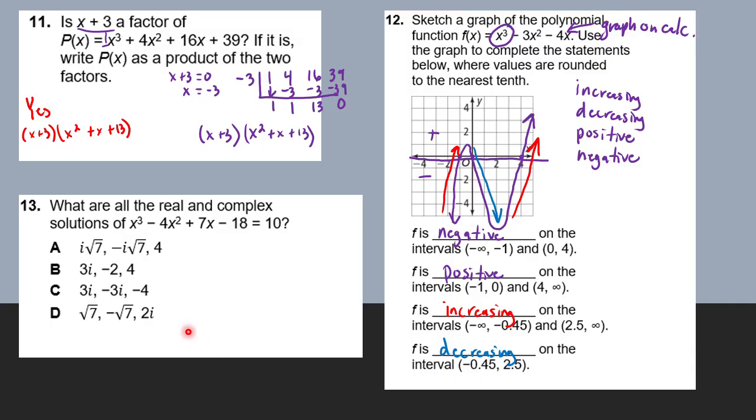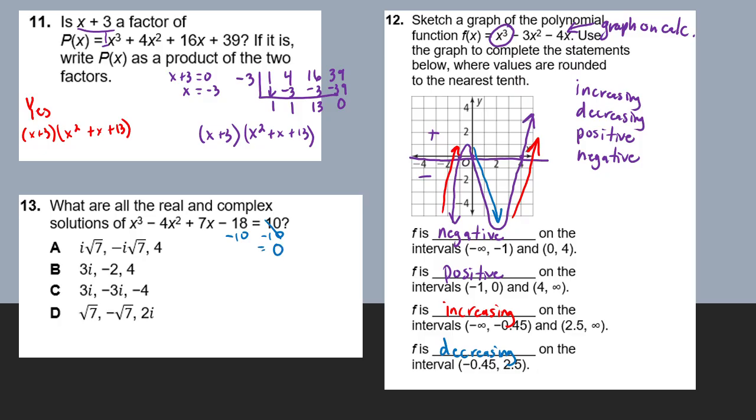All right, let's look at 13. What are all the real and complex solutions of this equation? Okay, well, this is what we've been working on and what we just did in our last unit. So before we can solve, we've got to move that 10 over here and combine it with our negative 18. So I'm going to subtract 10 from both sides. Okay, so that gives me 0 over there.